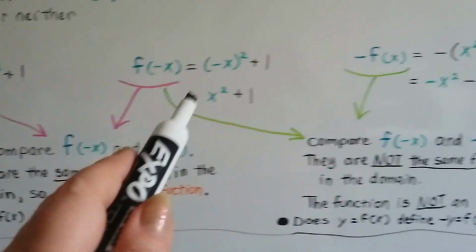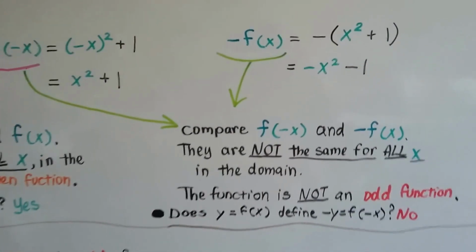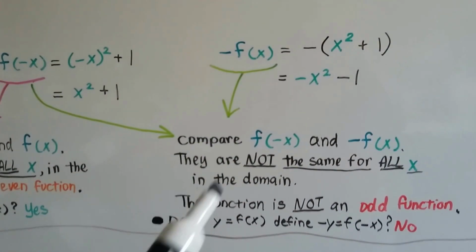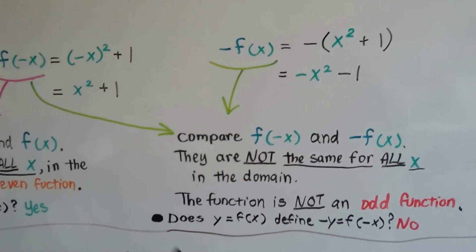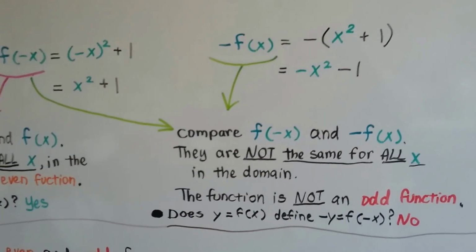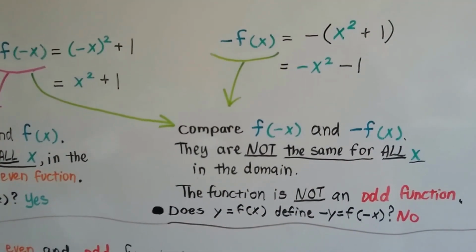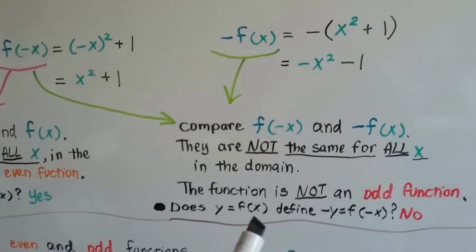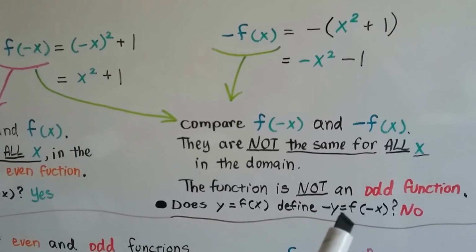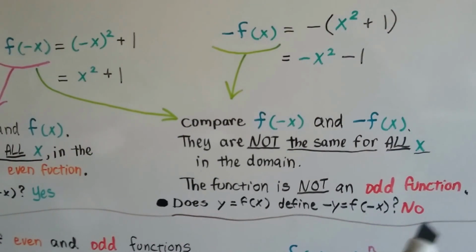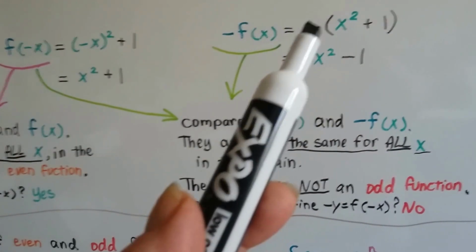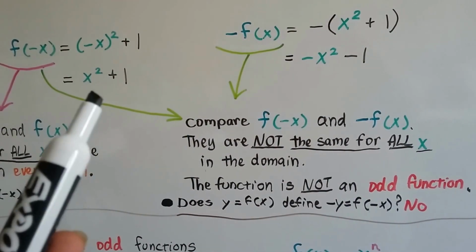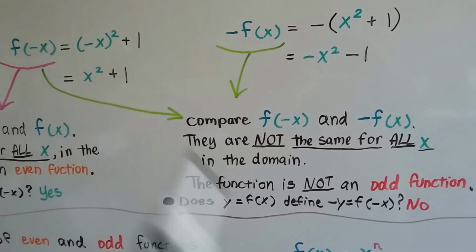So now let's compare this one and this one, okay? We're going to compare this f of inverse of x with this one. So we compare them, and they're not the same for all x in the domain. The function is not an odd function. We asked ourselves, does y equal the function of x define the inverse of y equals the function of the inverse of x? And no, see? Because when we distributed this negative, we ended up with a -1 over here. That's not the same, is it? See?